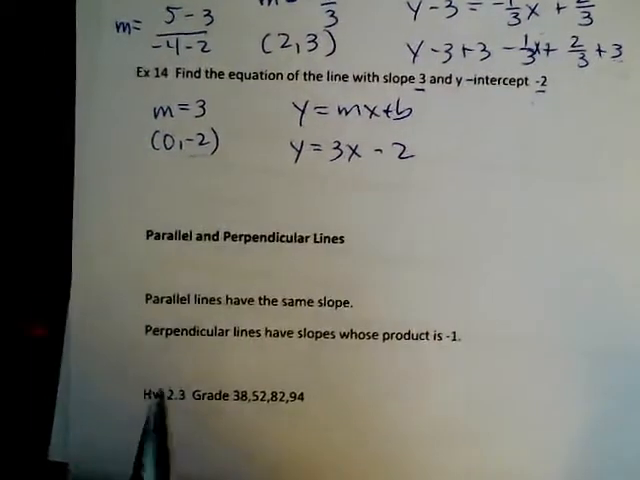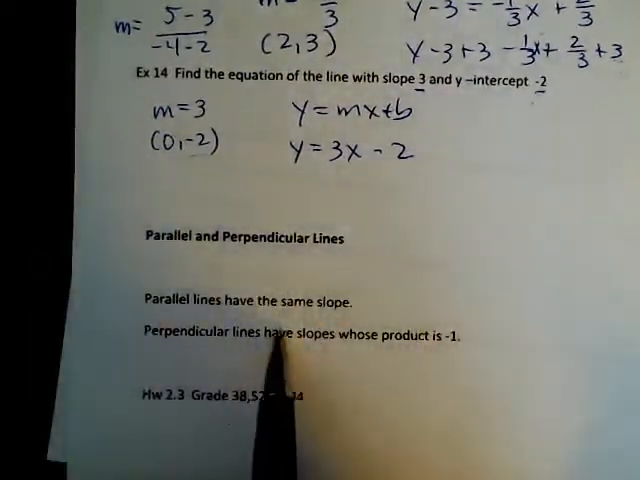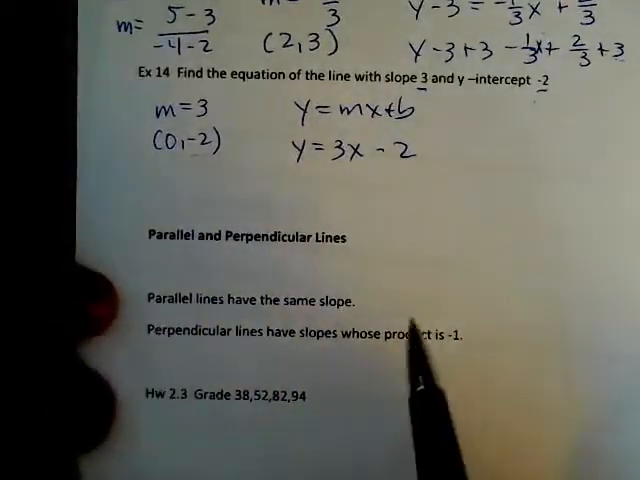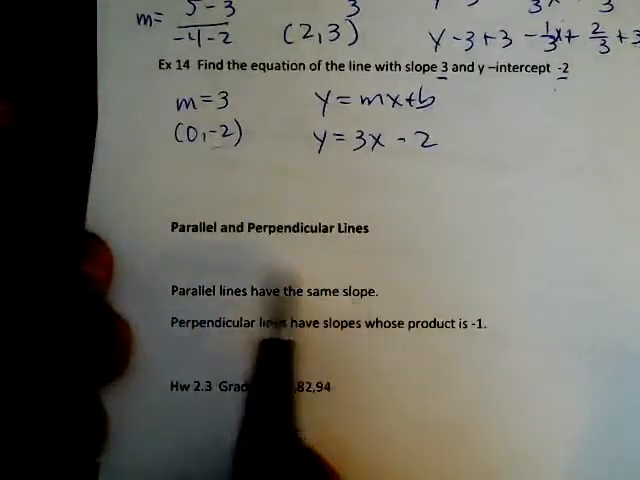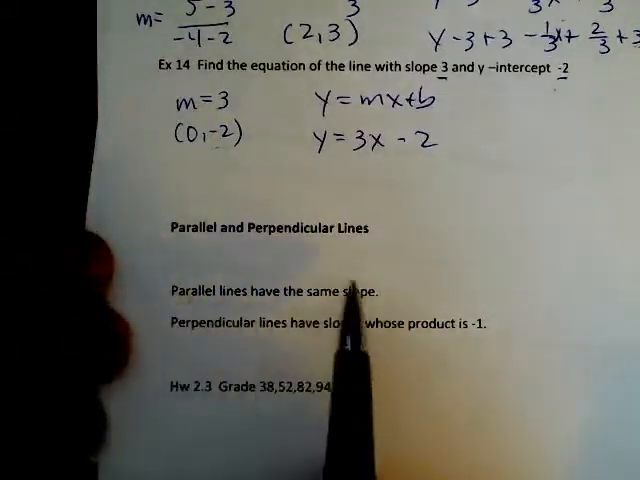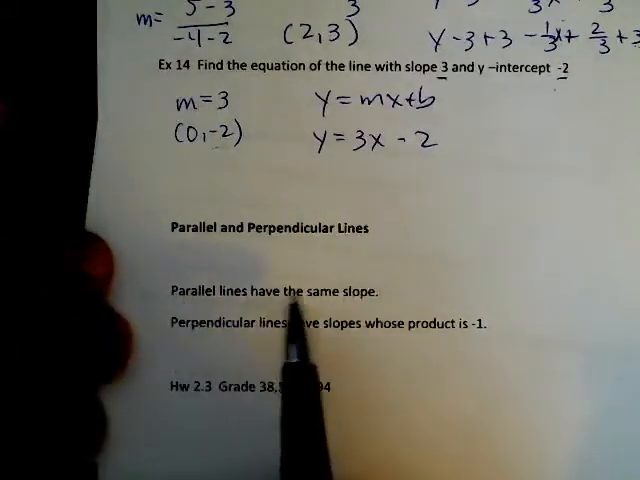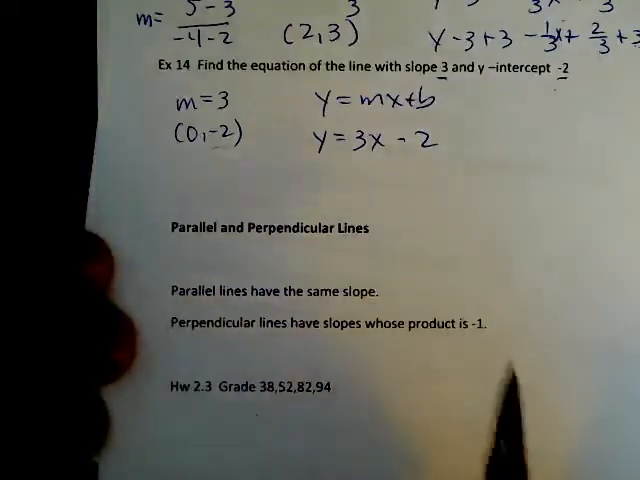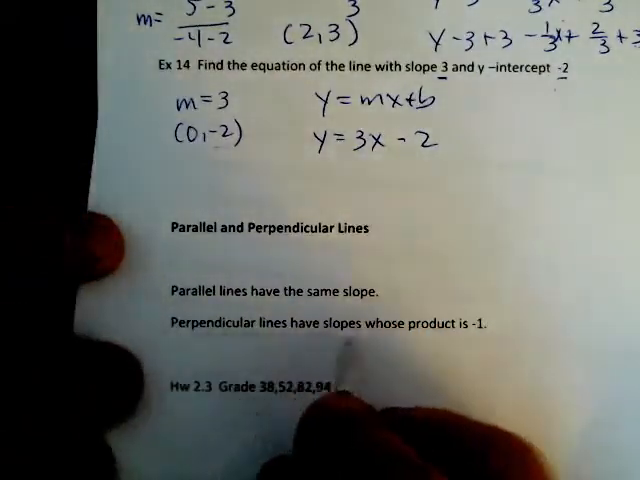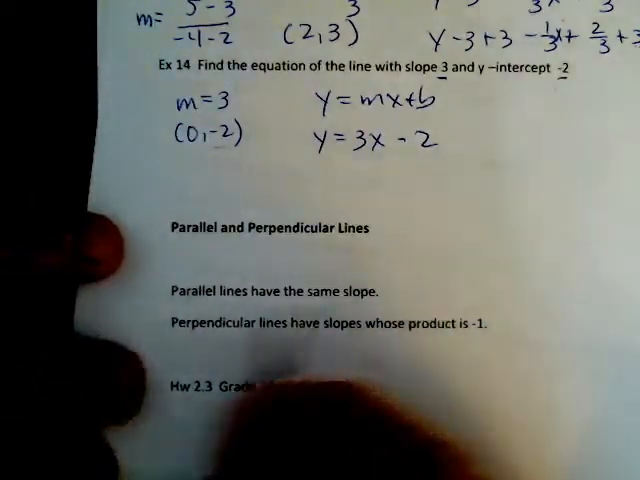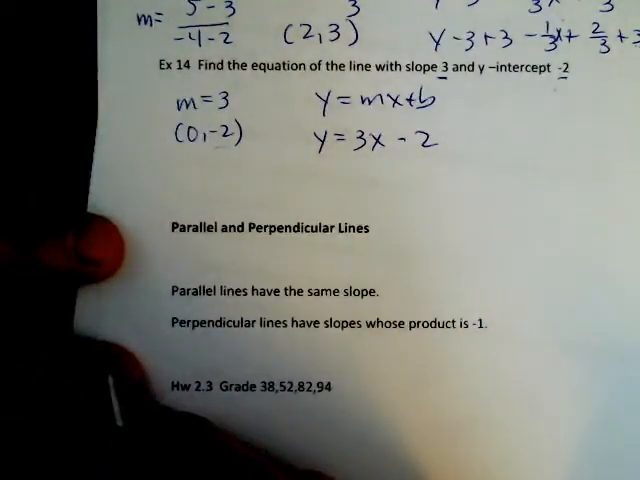Last thing, are parallel and perpendicular lines. We'll talk about these more in class, but for right now, just remember that if you deal with parallel and perpendicular lines, parallel lines have the same slope. So in other words, slopes are equal. Perpendicular lines have slopes whose product is -1.